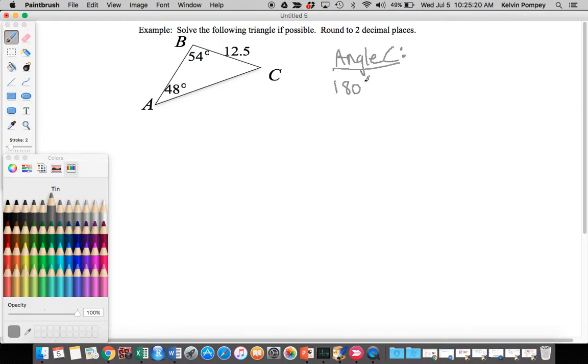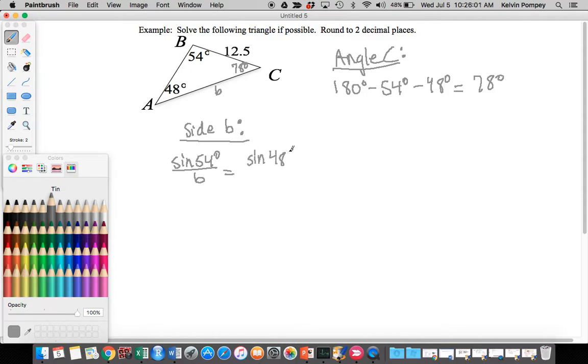We know for a fact that our total angle measures add up to 180 degrees. So if I subtract off my two given interior angles, I'll see that the measure of angle C is 180 minus 54 minus 48, which is 78 degrees. And so I know that one there. Now let's find side length, let's say B. Well, for me to find side length B, I'm going to use the fact that angle B measures 54 degrees. And I know the information regarding angle A and side length A.